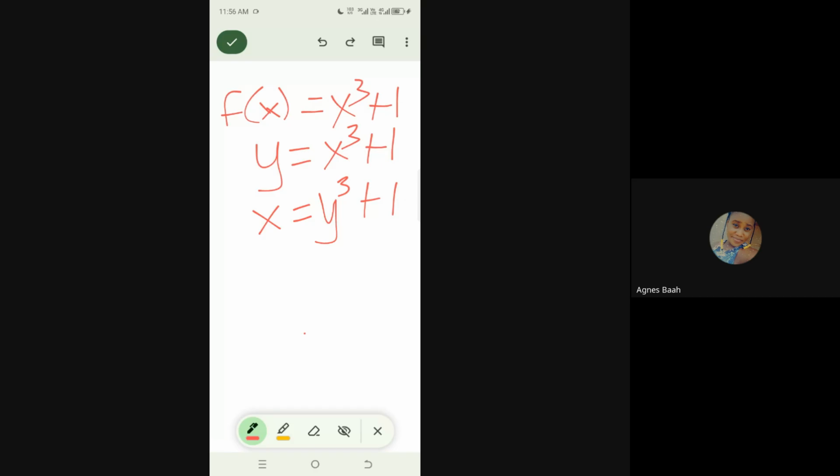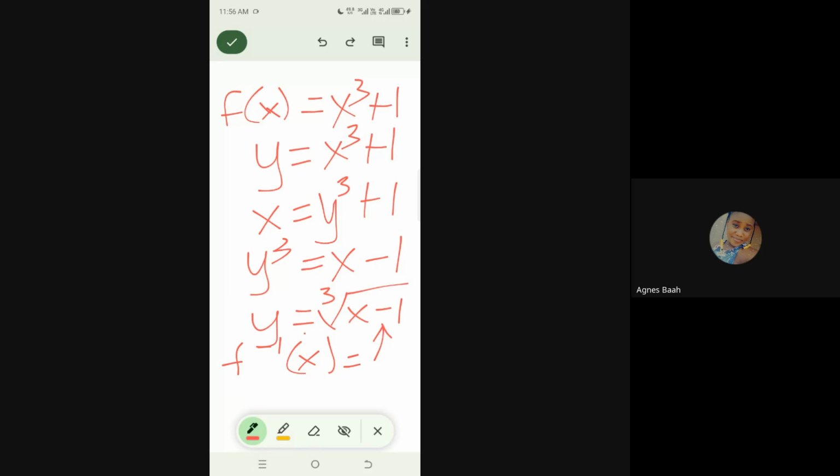After getting this, what you do next is you make y the subject. So we move the 1 to the other side, and we get x minus 1. Then find the cubic root of both sides. So you get y is equal to the cubic root of x minus 1. And remember that your question was given in f of x and not y. So when you are done finding your inverse, you say that f inverse of x is this.